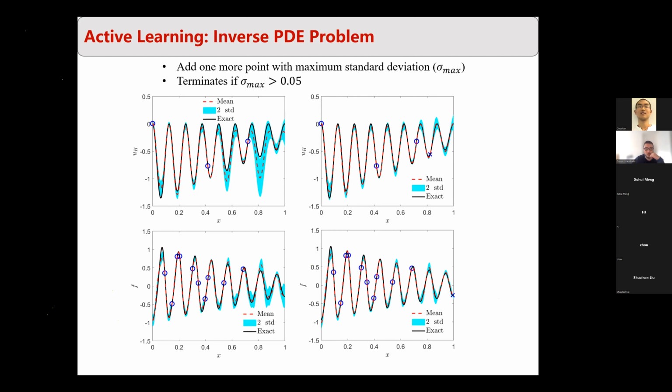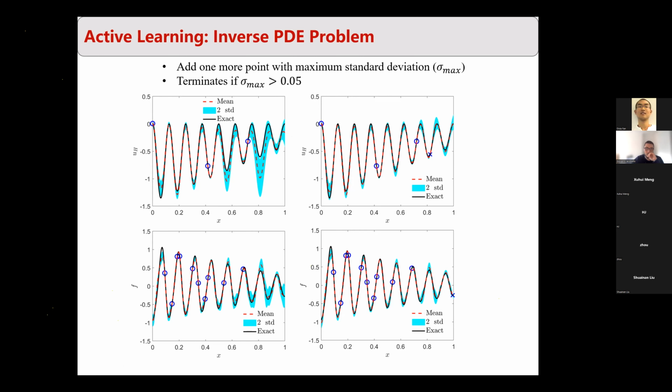So the question is, where should we add the new sensors for both u and f? Here we try to provide some guidance based on our predicted uncertainty. We can add new sensors at the locations where we have the largest uncertainty. For example, here for u, we can add a new sensor here, and for f, we can add a new sensor at the location where we have the largest uncertainty.